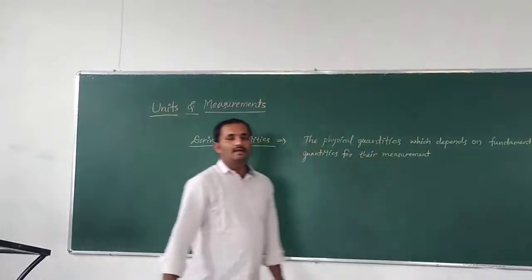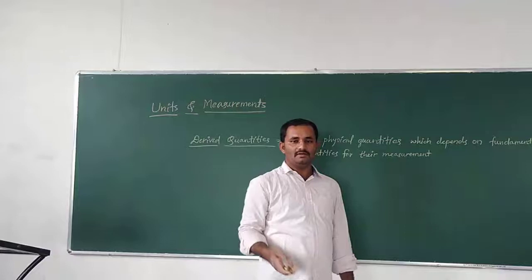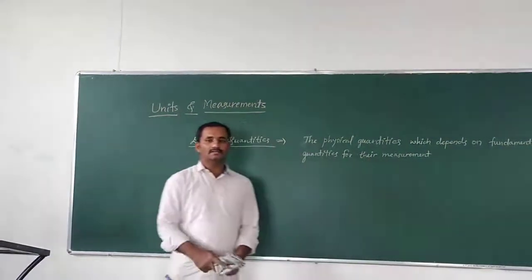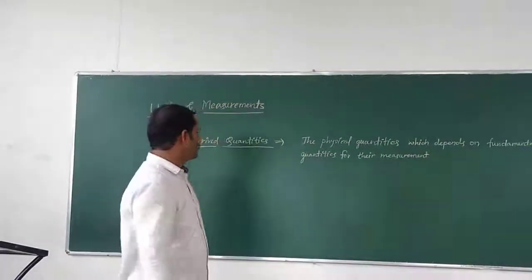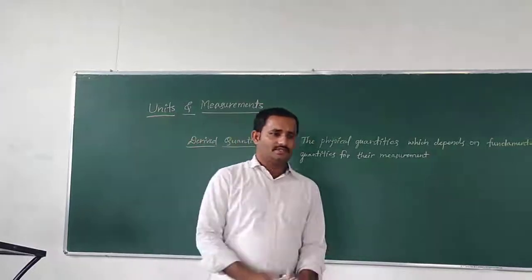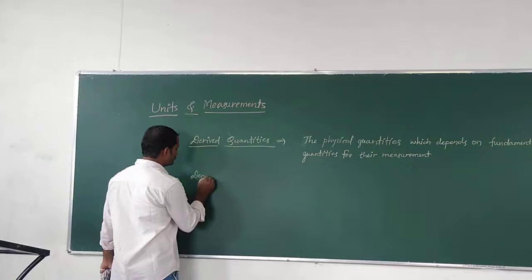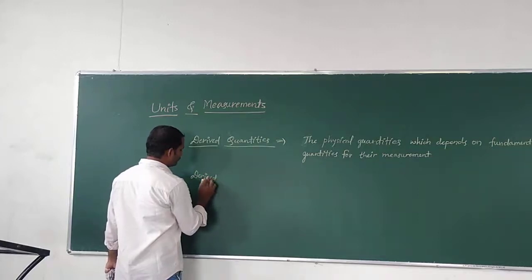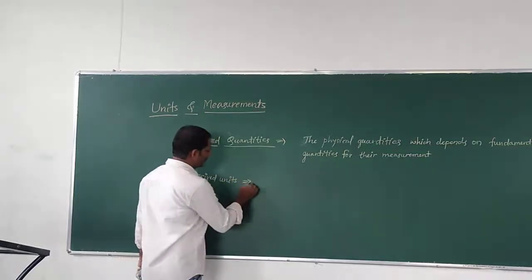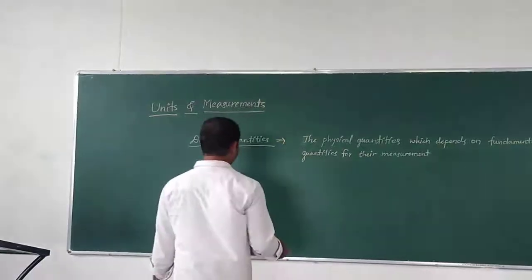Are called as derived quantities. So the physical quantities which depend on fundamental quantities for their measurement are called as what? Derived quantities. So now we will see what are derived units. Derived units. तर derived units म्हणजे काय आपण बघूया.